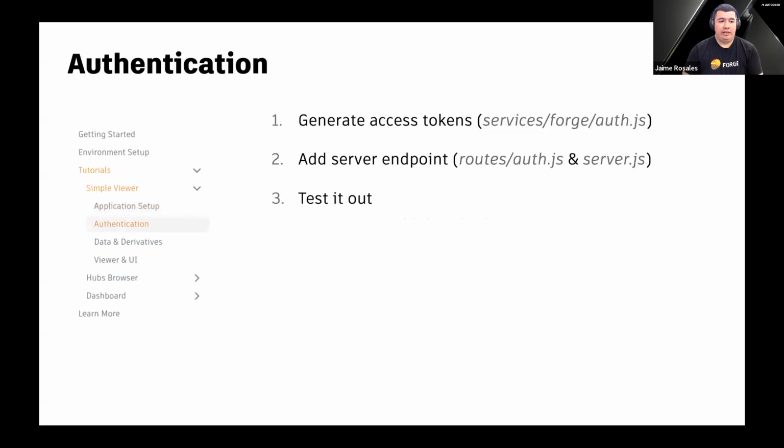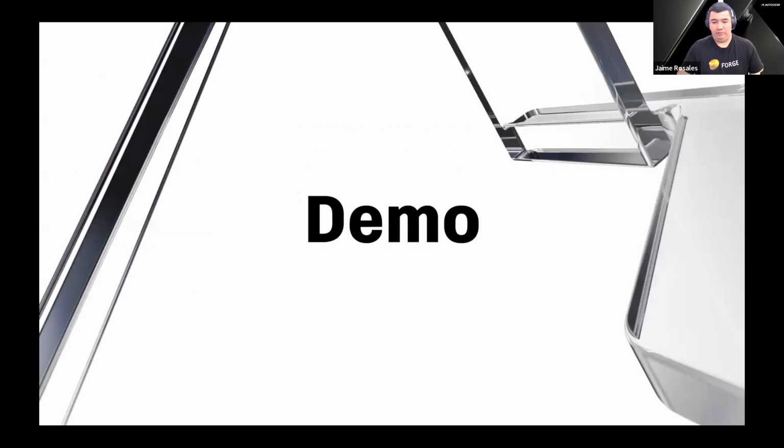Then we're going to move into the authentication piece, where we generate the access tokens. We're going to create a folder structure called services, then Forge, then Auth, and then Auth.js. We're going to add the server endpoints in another folder dedicated to the routes in the Auth.js, and also route to that file in the server.js. Then we're going to test it out, and this test should give us back a token. Okay, so we're going to do a demo of how to do this.